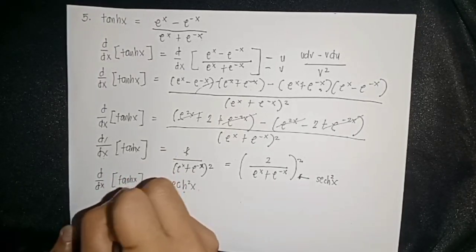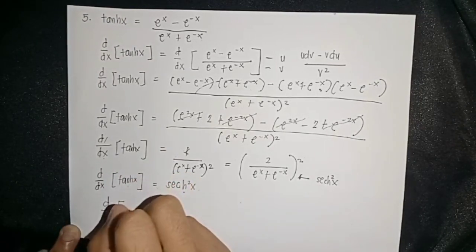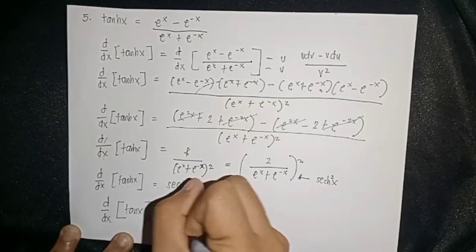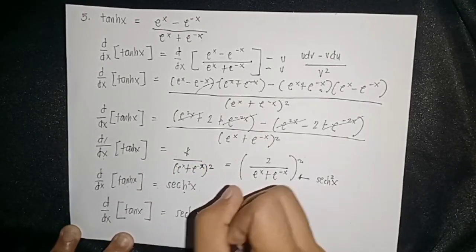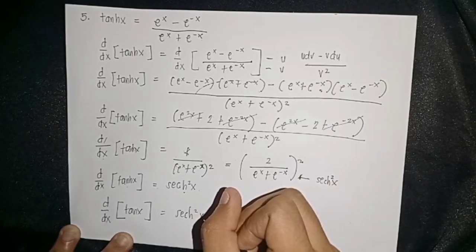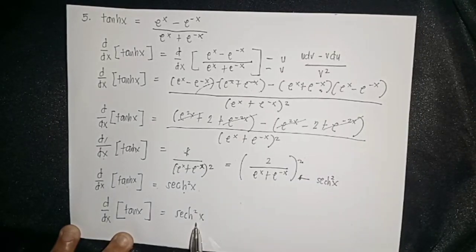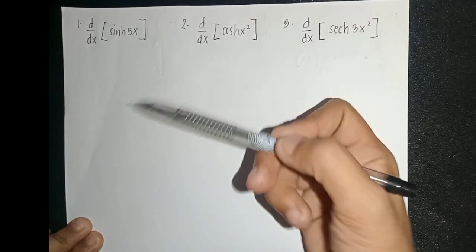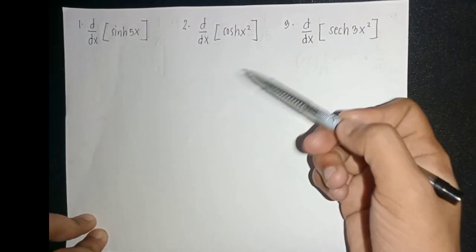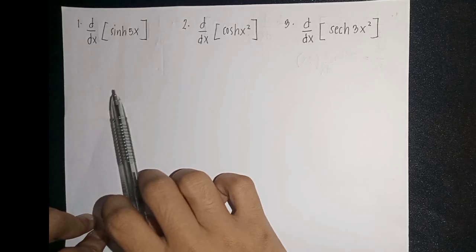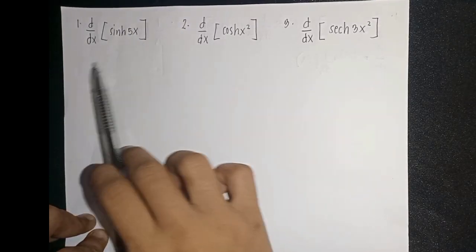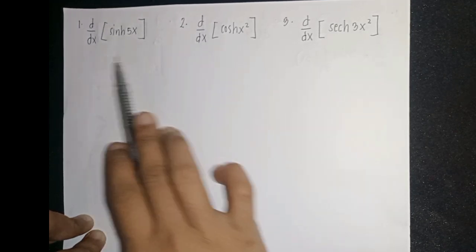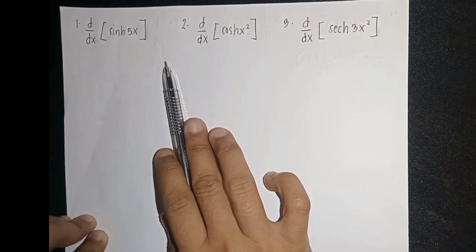Again, the derivative of hyperbolic tan x with respect to x is equal to the hyperbolic secant squared x. The following are the example problems. If you already know the derivatives of the six trigonometric functions, then you can easily recall the derivatives of these hyperbolic functions. So, let's begin.